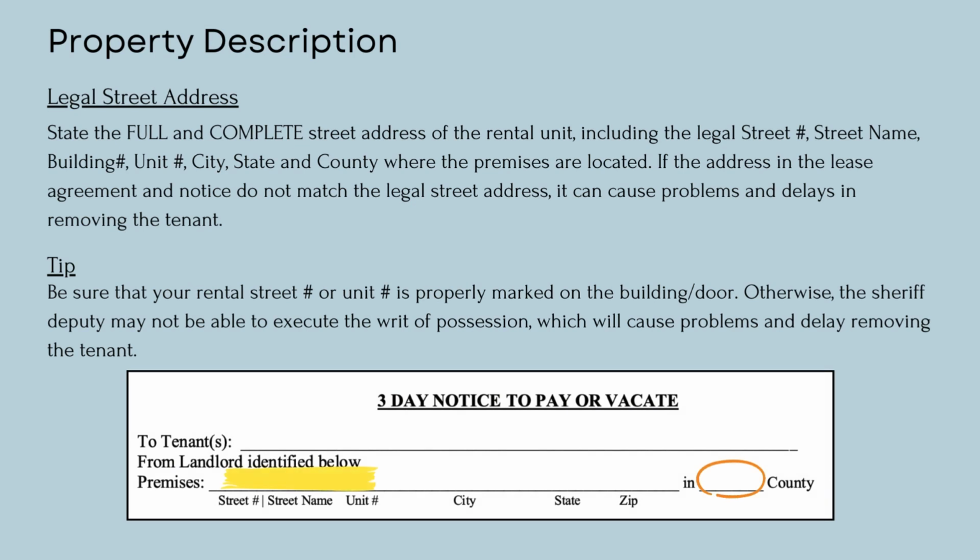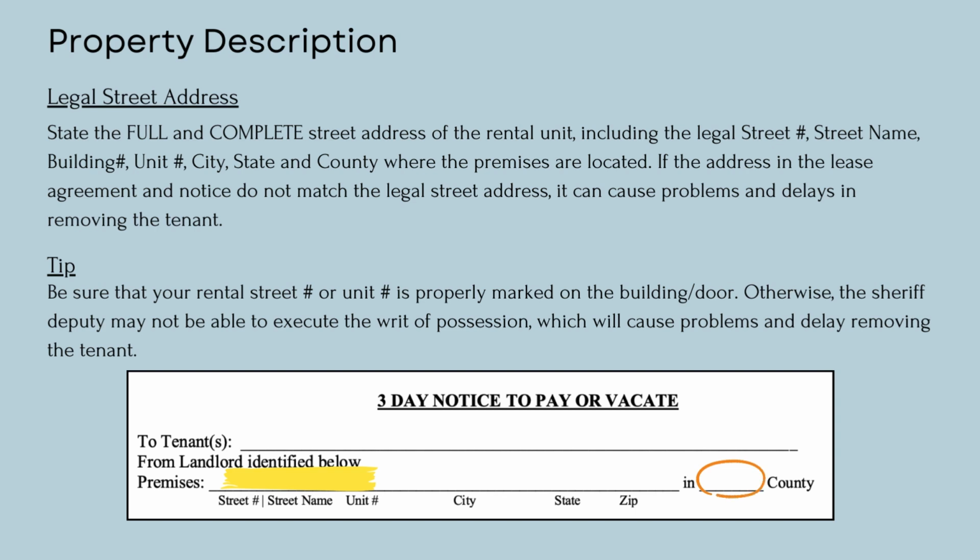Next, we want to make sure that the property description is accurate and complete. You want to look at the legal street address in the lease agreement, and use that legal street address in the 3-day notice to pay. You want to include the street number, street name, unit number if there is one, or a building number if there is one, the city, state, zip code, and importantly, the county in which the rental property is located. Failing to accurately describe and name the street address of the rental property can cause delays or problems in the eviction action.